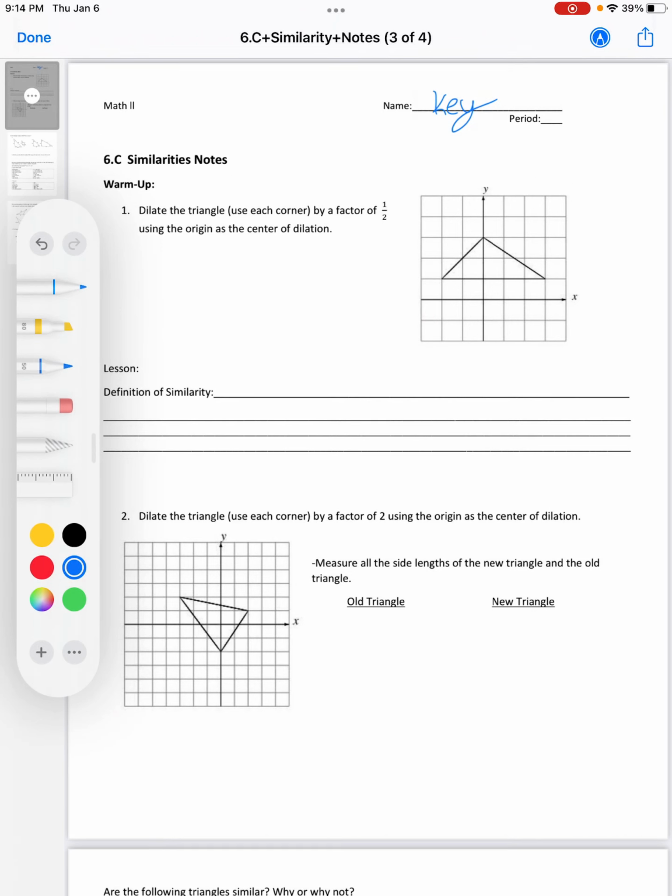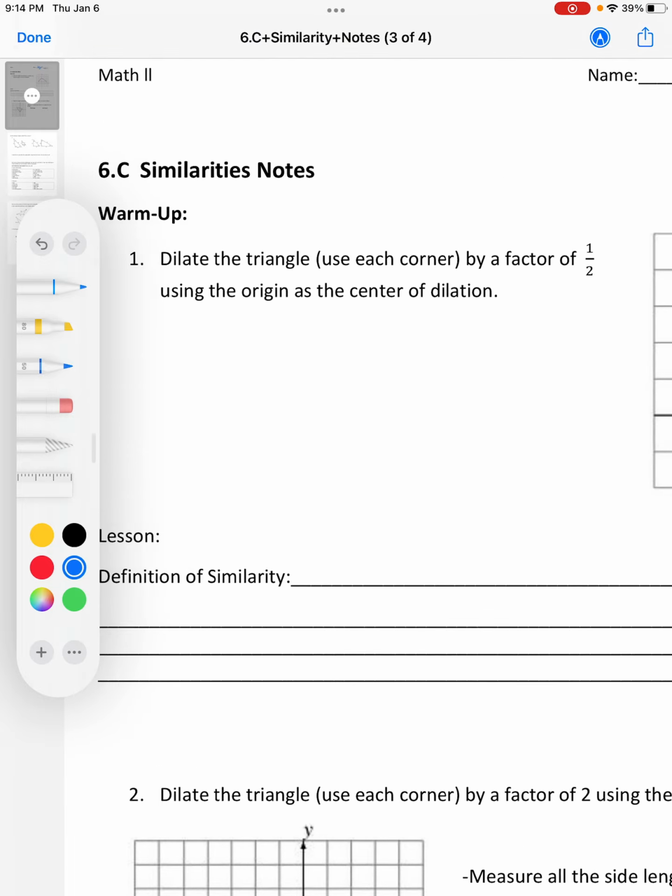Okay, so now that we've talked about Pythagorean theorem and dilation, we're moving on to similarity. So the warm-up for you guys is to, right here, dilate the triangle. So we're going to use each corner of the triangle, and we're dilating it by a factor of 1/2. And we're using the origin as our center of dilation, okay?